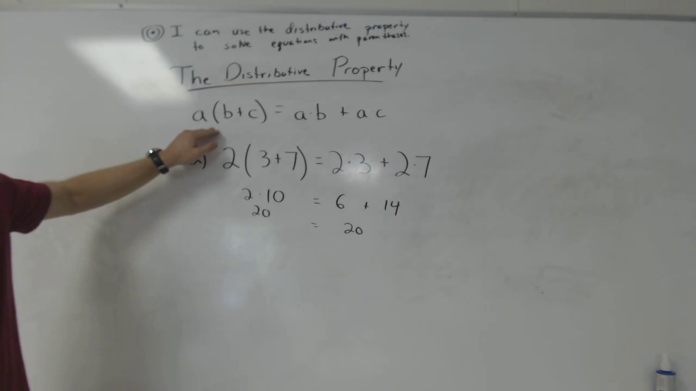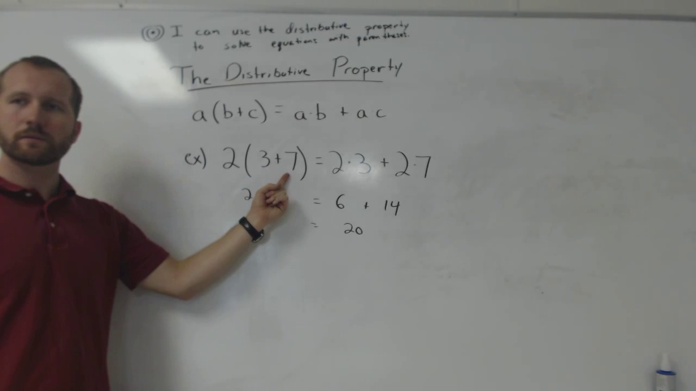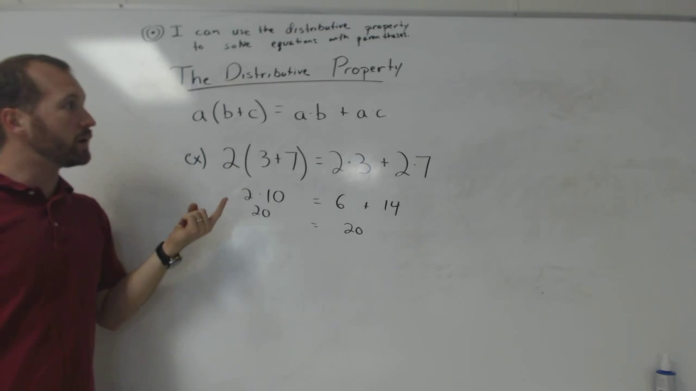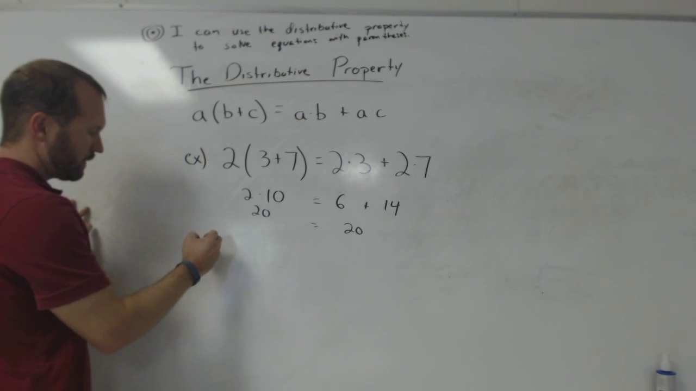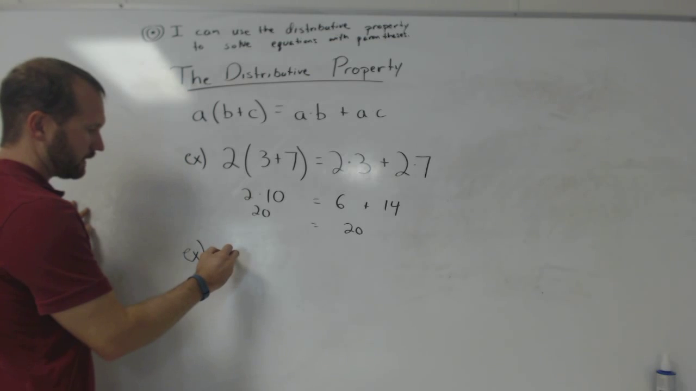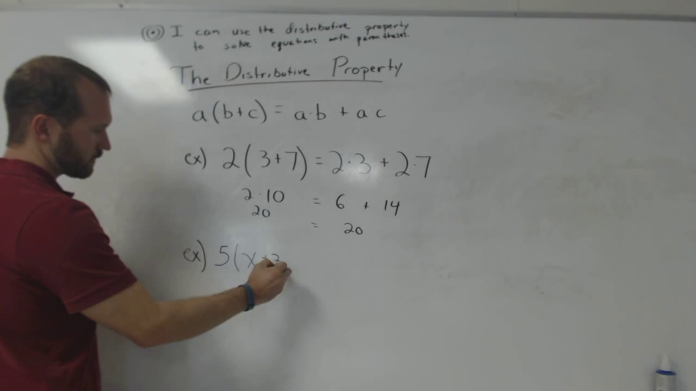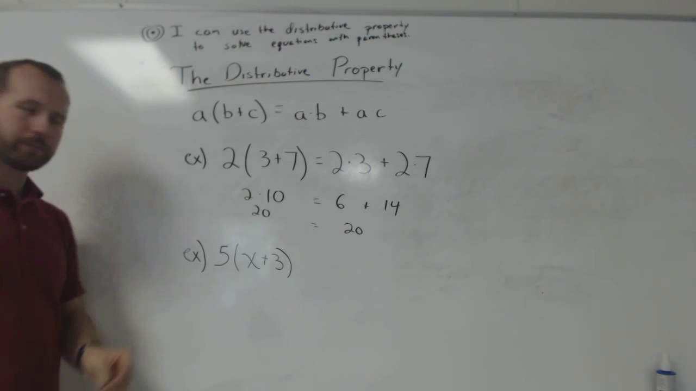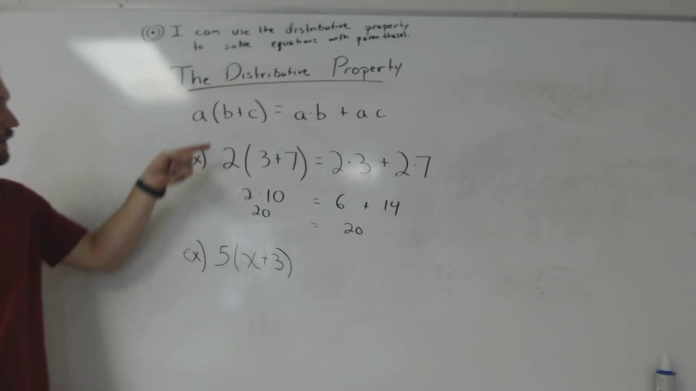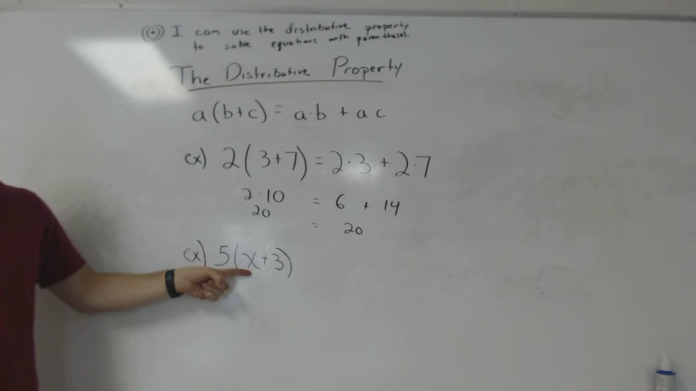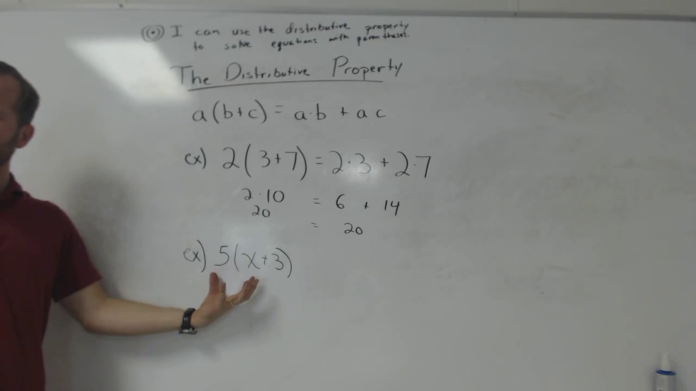Now, it's not very common in algebra to see the distributive property with all numbers. Usually we will see an x of some sort. So often, when we see the distributive property, it'll look more like this: 5 times (x plus 3). Notice A is a number here, B is still a variable, and then C has turned into a number. This is kind of the most common form you'll see.